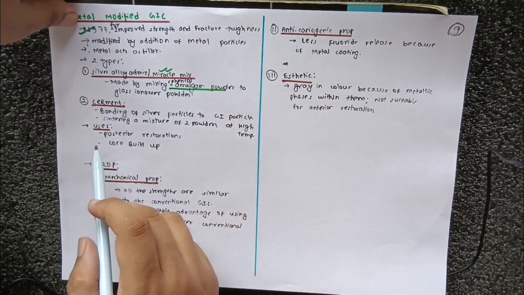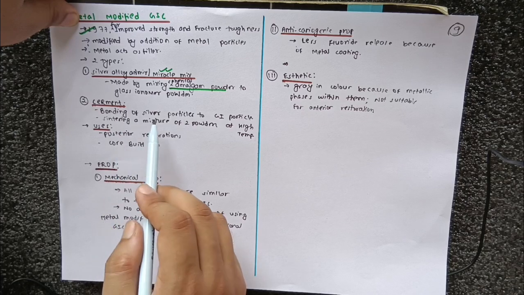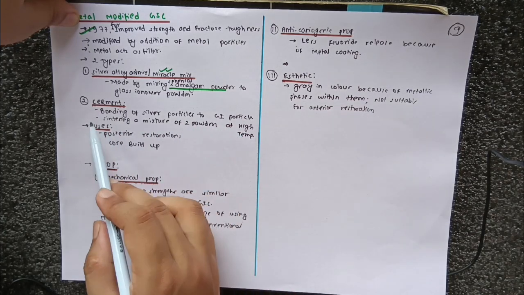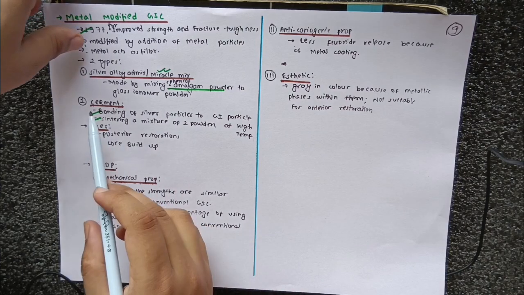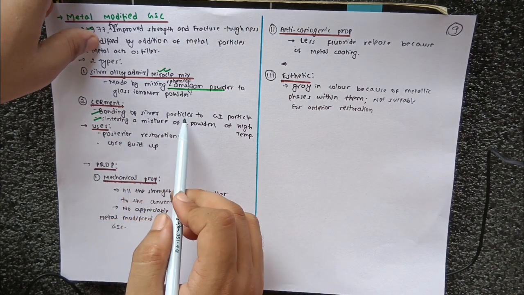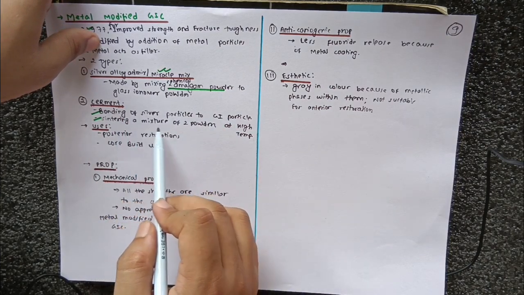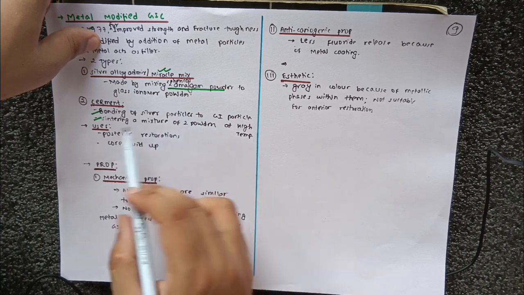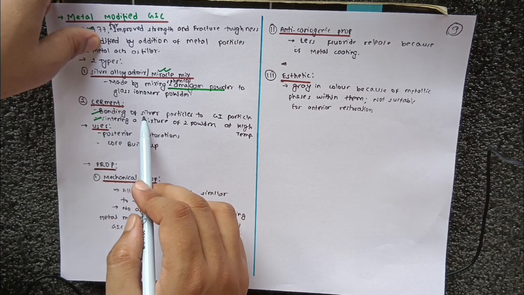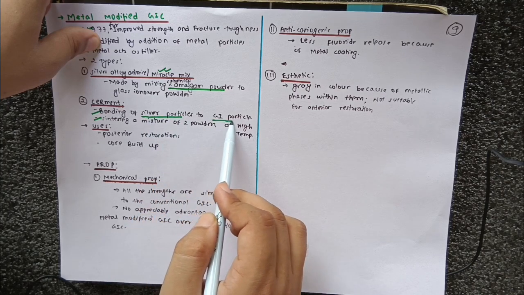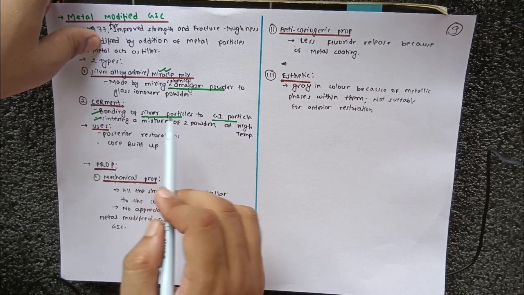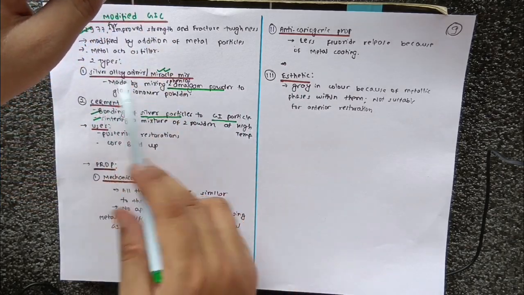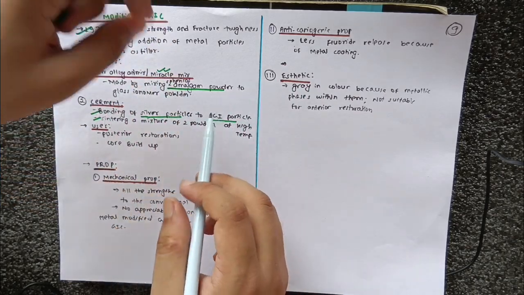Metal modified GIC. After that, in the cermet, there is bonding of the silver particles to the GI particles and sintering of the mixture of the two powders at a high temperature. At high temperature we do sintering, and there is bonding of the silver particles to the glass ionomer particles. There is a better bonding. So cermet and this are a bit similar.